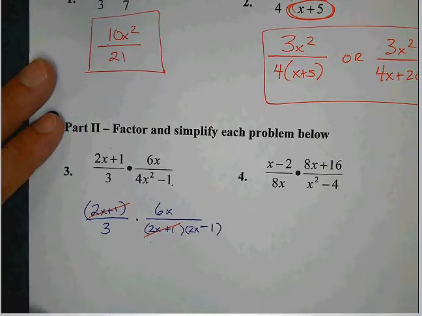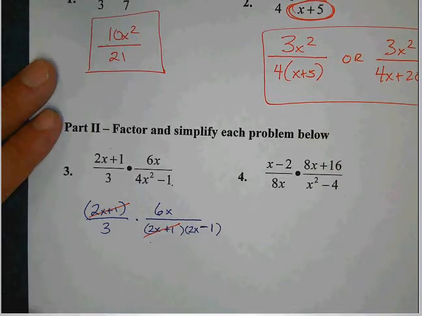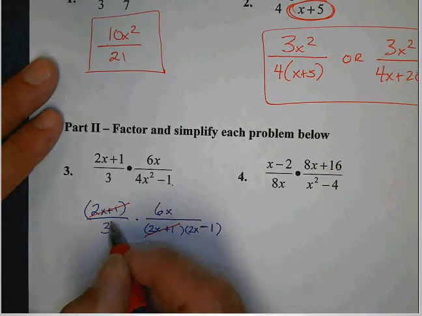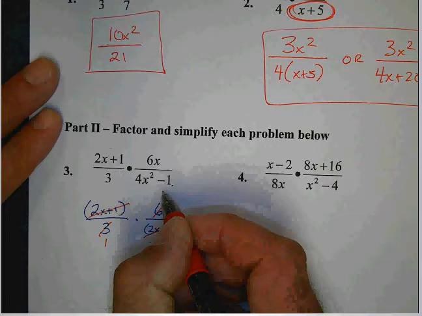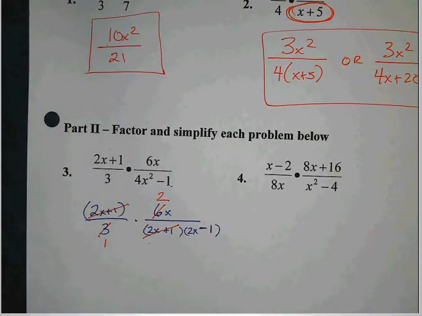What else cancels? Can you see something else that cancels? The 6 and the 3. Yeah, the 6 and the 3. Now careful, that cancels to a 1. That cancels to a 2. You can cancel something that doesn't have an x because it's connected by multiplication. It's not connected to something by addition.